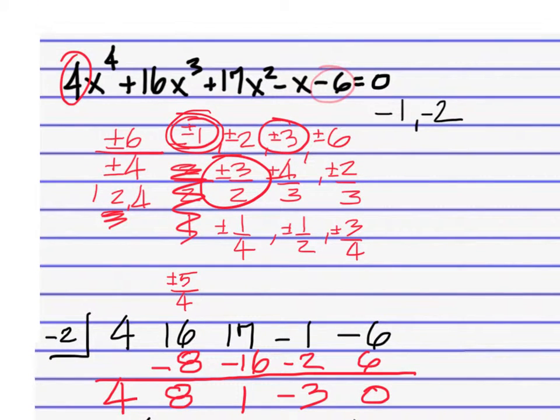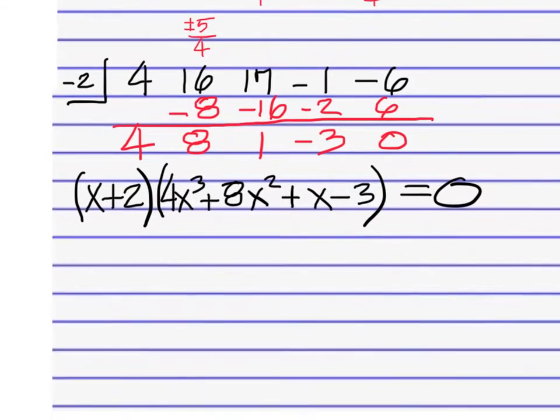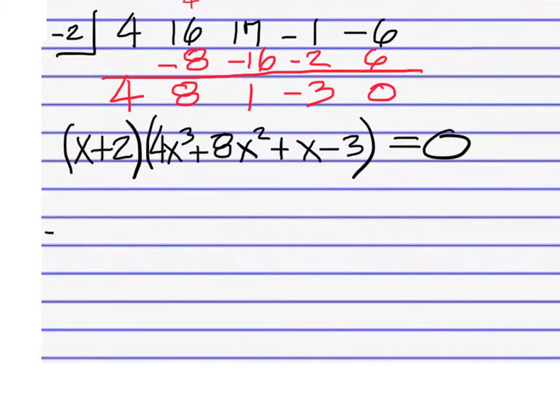From back up here, we just divided by this. How about we divide by this? Negative 1. So come back down here and divide negative 1 into what we have left. The 4x to the third plus 8x squared plus x minus 3. So that's going to be 4, 8, 1, negative 3.